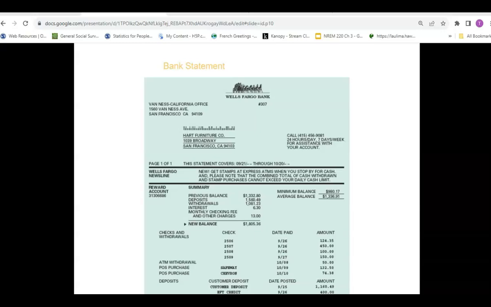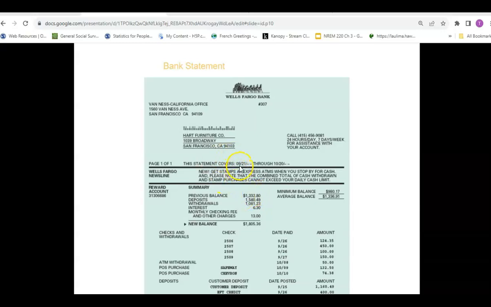Another banking document is your bank statement. So your bank statement is issued to you on a monthly basis from your bank. So most of us who have banks and credit unions, we get our bank statements at the very beginning of the month, and it has all of the transactions from the previous month. And what your bank statement shows is first your opening balance. Your opening balance in this case is called previous balance. So it also tells us that this statement covers 9/21 through 10/20.